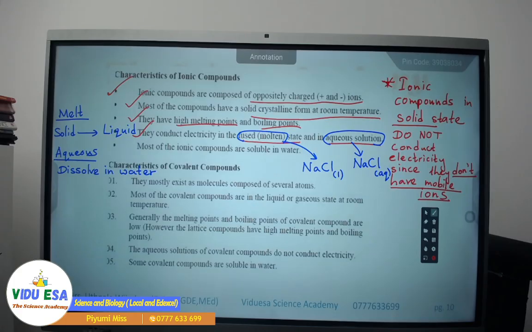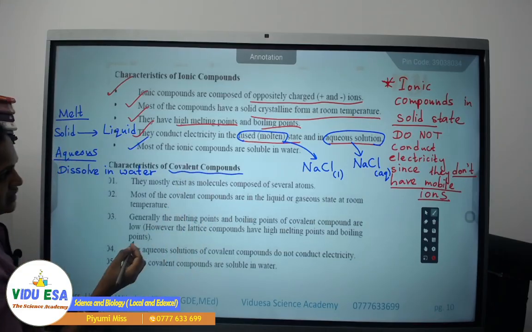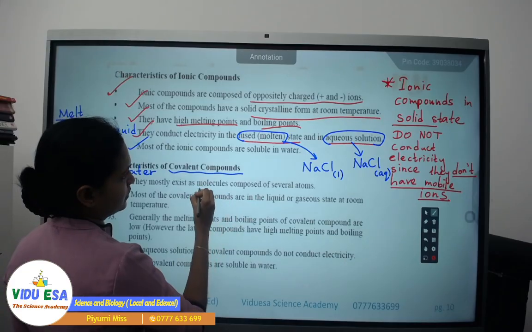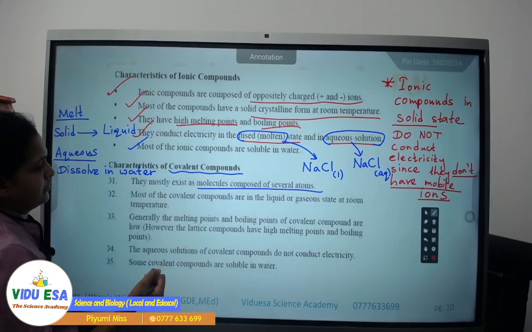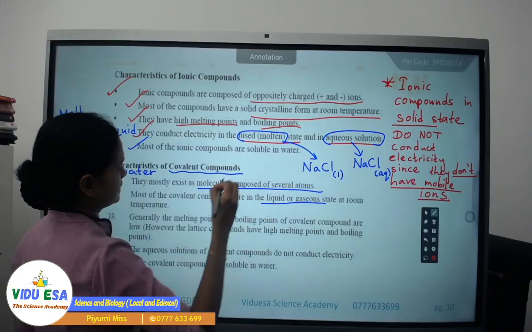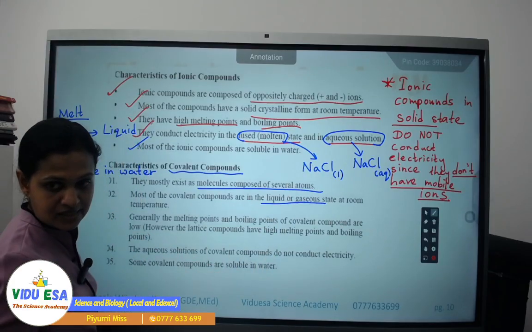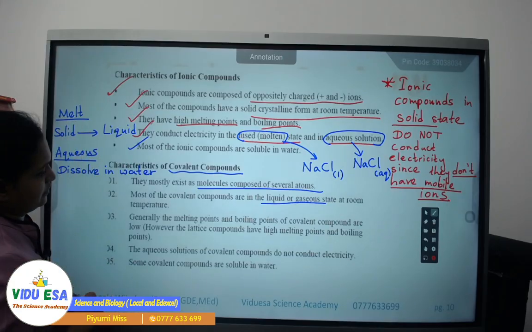Okay. Then most of the ionic compounds are soluble in water. Most of them are soluble in water. Okay. Then what about covalent compounds? They mostly exist as molecules composed of several atoms. Most of the covalent compounds are in the liquid or gaseous state at room temperature, but there are certain molecules in the solid state as well.